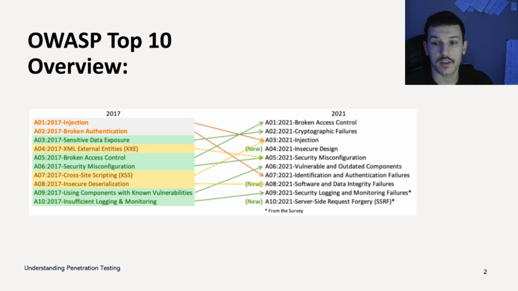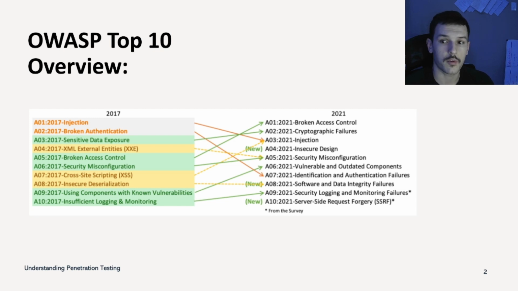Now, the ninth one is going to be security logging and monitoring failures. This is when insufficient tracking and monitoring of potential security events leads to delayed or missed detection of breaches. An example would be due to inadequate logging, an ongoing data breach remains undetected for months.